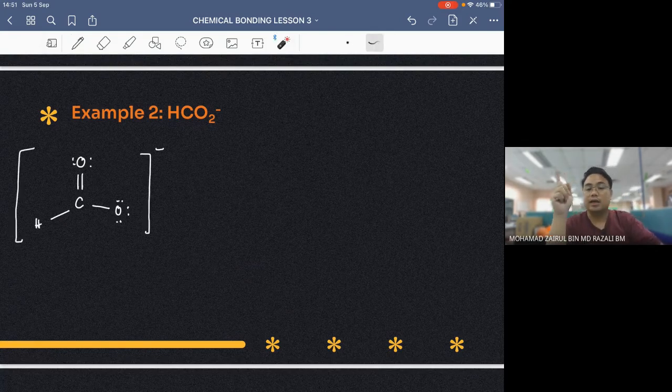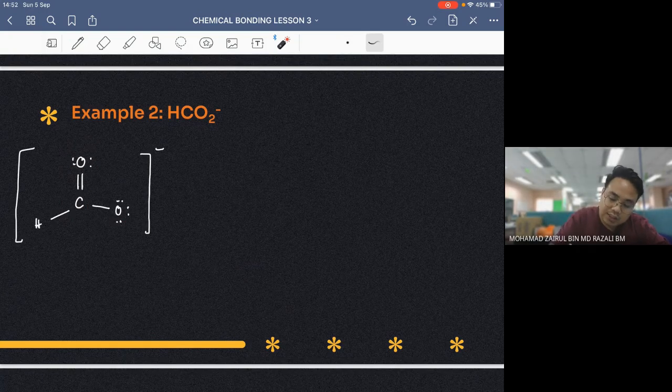Okay, ingat nak lukis resonance structure, kita hanya perlu gerakkan dia punya multiple bond dan gerakkan dia punya lone pair. So kita gerakkan, so ni tengok ni daripada carbon ini ke oksigen ni. Okay, double bond dia. Dan double bond dia juga kita boleh pindahkan daripada carbon ni ke oksigen yang ini. Okay, tapi kita tak boleh pindahkan ke hidrogen. Sebab apa? Hidrogen mesti duplex. Hidrogen tak boleh lebih daripada 2.